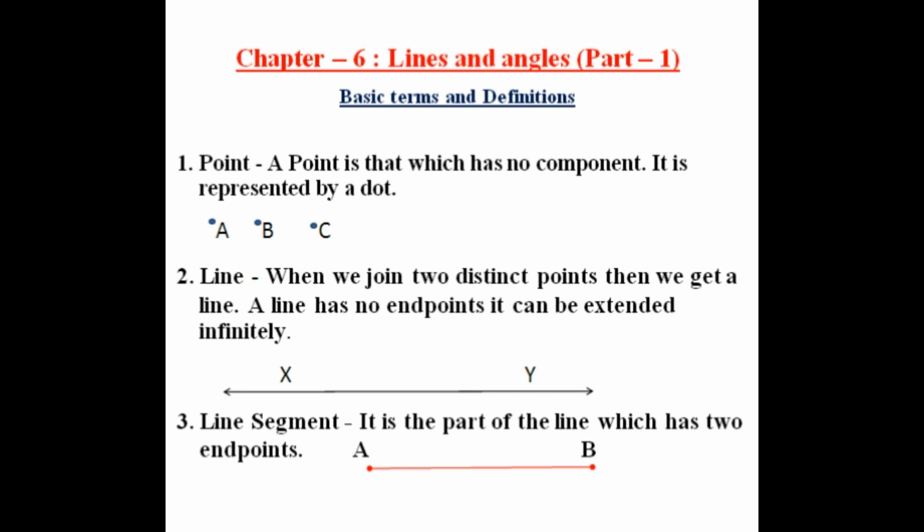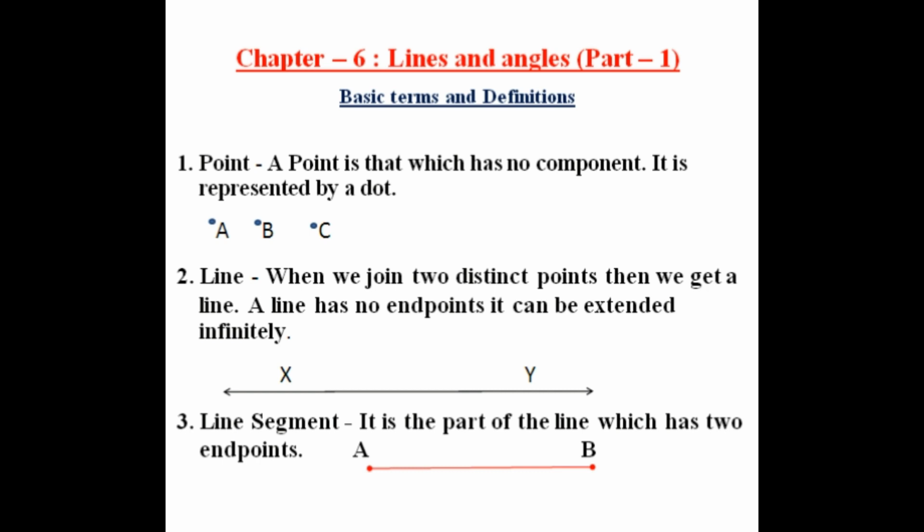What is a point? A point is that which has no component. It is represented by a dot. You see the figure: point A, then point B, point C. Just keep one dot. It has no dimension. So like this only we will denote the points.